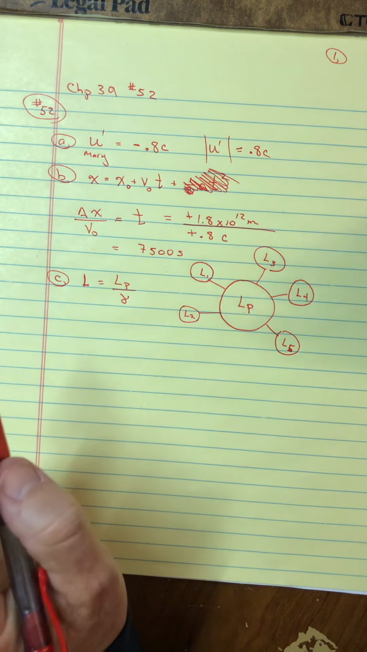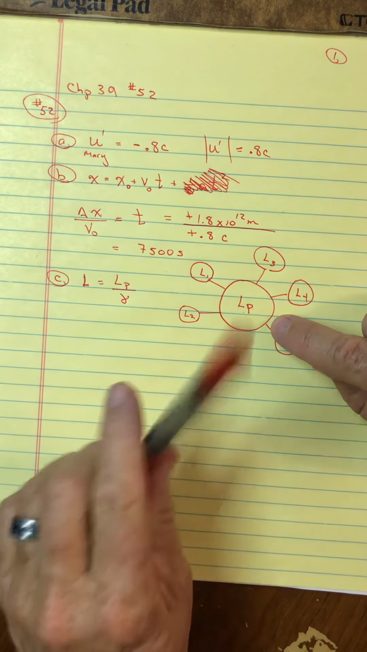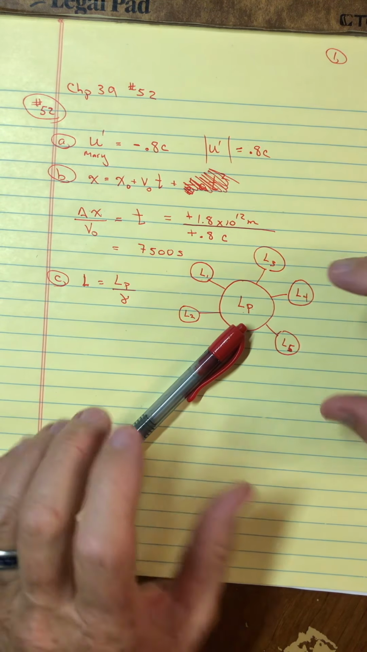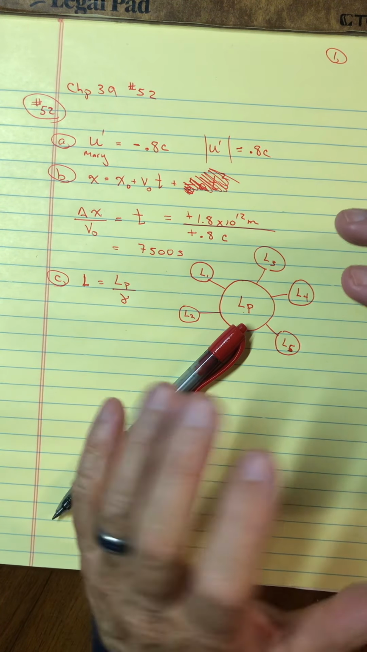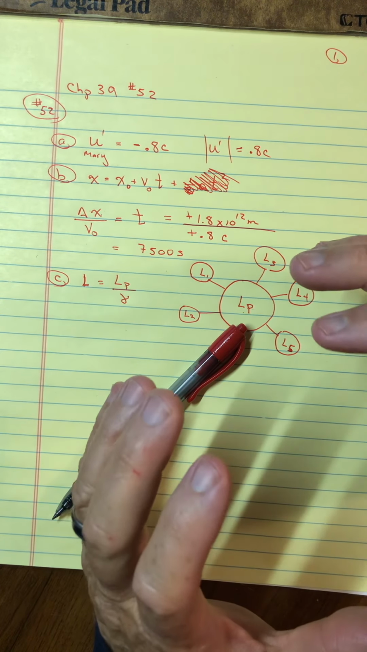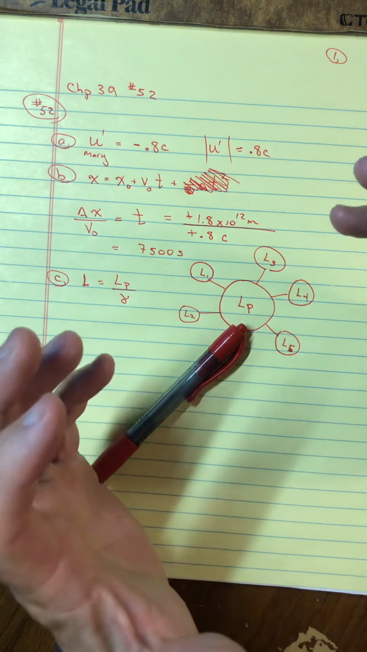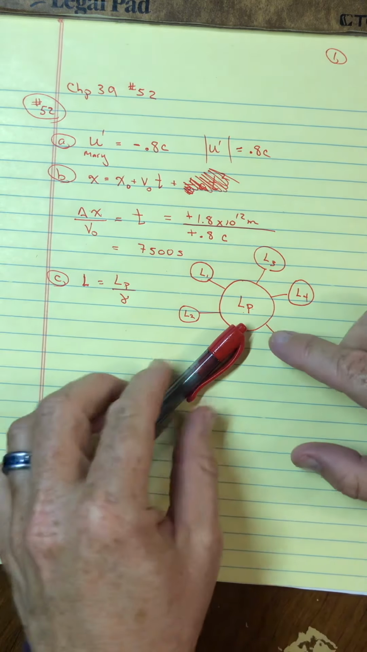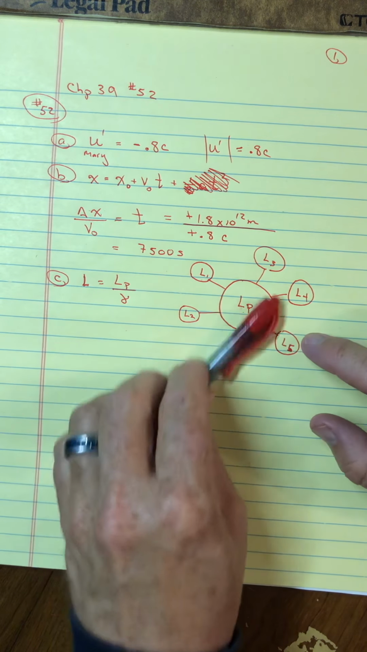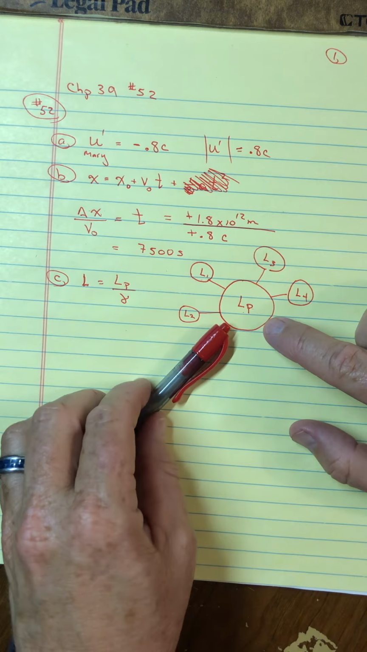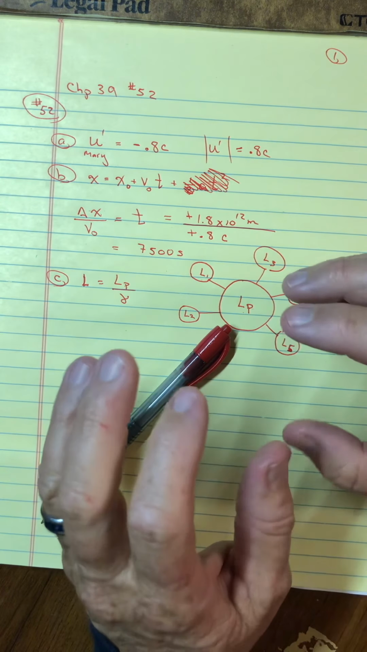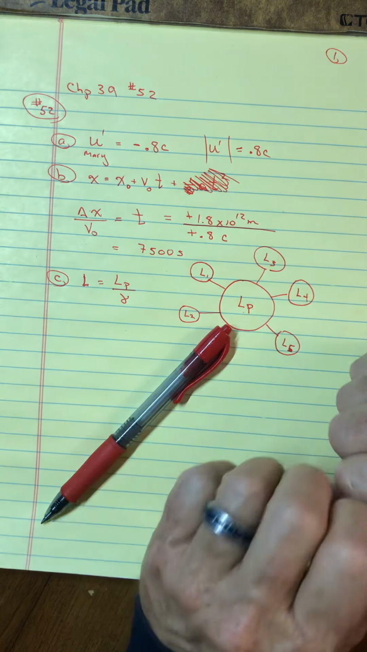Okay, so what is meant by proper? And again, I think proper is a terrible word because it makes it sound like that's the right one and all the other ones are the wrong one. But it is the hub. The proper one is the hub. And the hub is the one where there's no motion between what it is you're measuring.